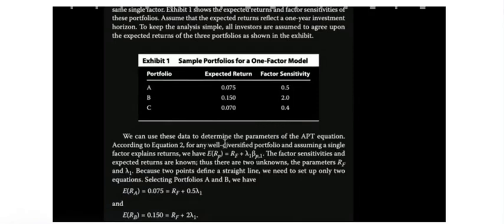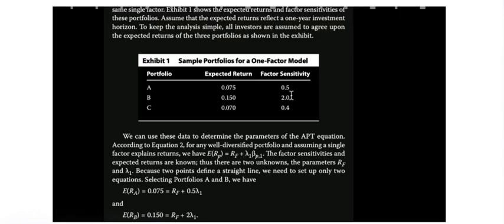According to equation 2, for any well-diversified portfolio, and assuming a single factor explains returns, the expected return on the portfolio is the risk-free rate plus lambda 1, instead of an F for the factor. This is just a factor return, times the beta, the sensitivity of the portfolio to that particular factor. The factor sensitivities and expected returns are known, and thus there are two unknowns, the parameters RF and lambda. So we don't know what RF is, we don't know what lambda is, but we know what our expected return is, and we know what the factor sensitivity is.